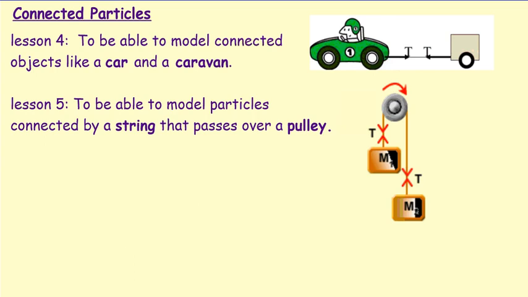Hi, and welcome to the fifth and final lesson on connected particles. This time we're going to be looking at two objects connected by a string that runs over a pulley. It's basically the same as cars and caravans, except you can't model them as one particle altogether.